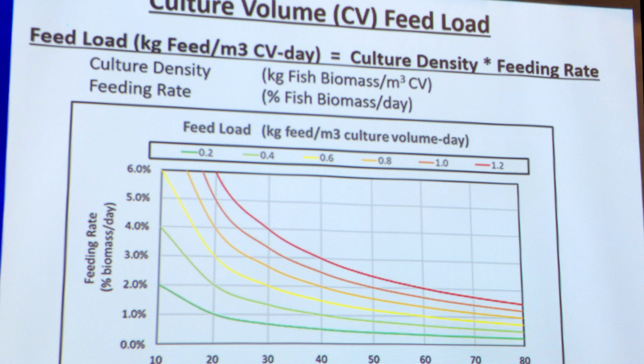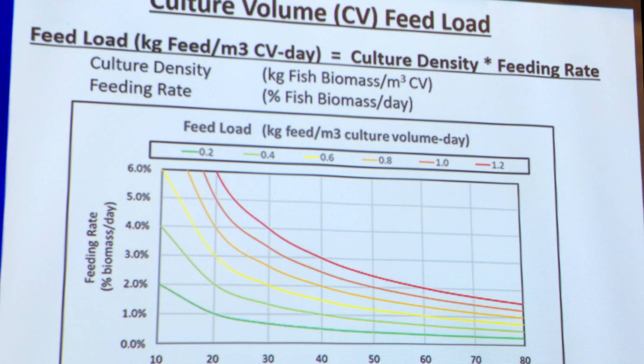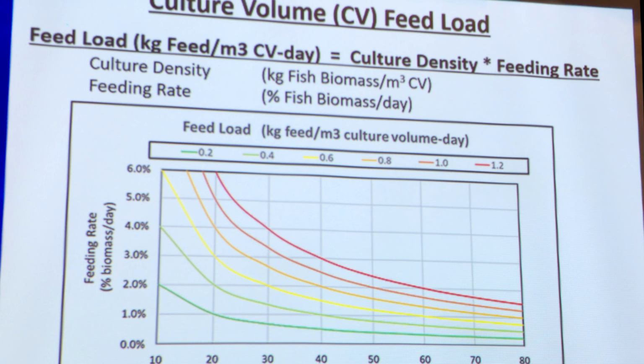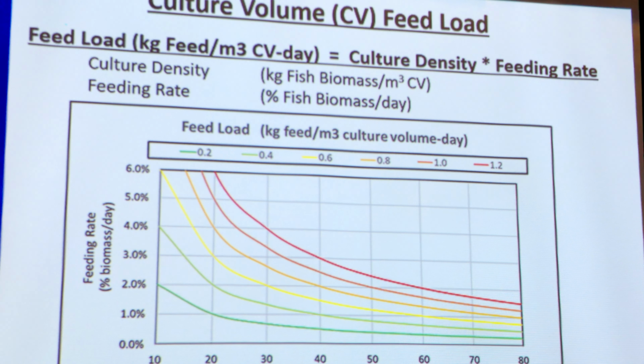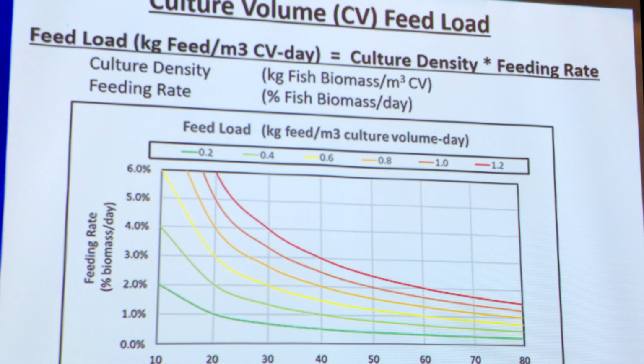So the feed load is represented by kilograms of feed per cubic meter of culture volume per day. And it's a function of the culture density in kilograms of biomass per cubic meter times the feeding rate in percent biomass per day. And that gives you your feed load. And we heard a range of 0 to 1.5 maybe. I probably would stay below 1 in most cases, but this graph represents the different feed loads here, 0.2, 0.4, 0.6, 0.8, all the way up to 1.2, at different culture densities and feeding rates.